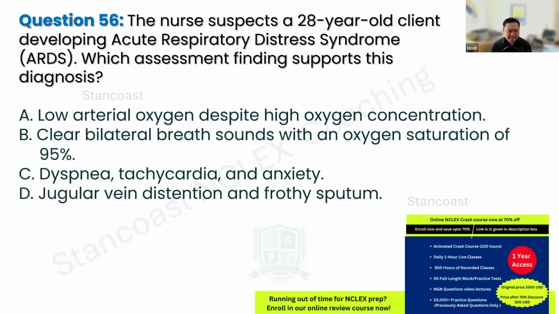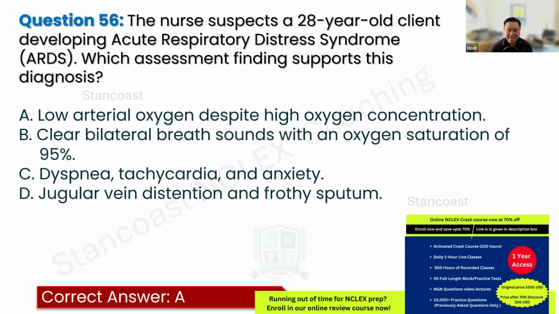Item number 56. The nurse suspects a 28-year-old client is developing acute respiratory distress syndrome, known as ARDS. Which assessment finding supports this diagnosis? A, low arterial oxygen despite high oxygen concentration. B, clear bilateral breath sounds with an oxygen saturation of 95%. C, dyspnea, tachycardia, and anxiety. And D, jugular vein distension and frothy sputum. The correct answer here is letter A.